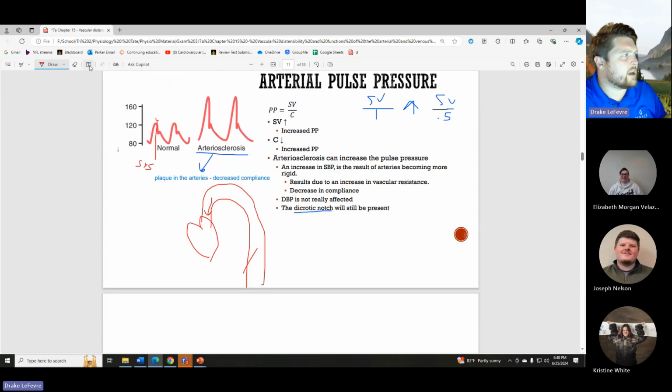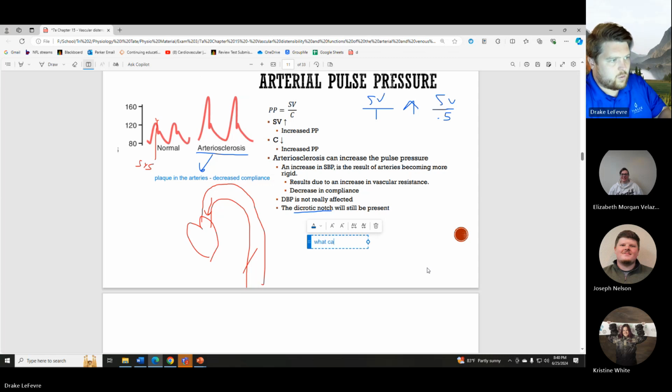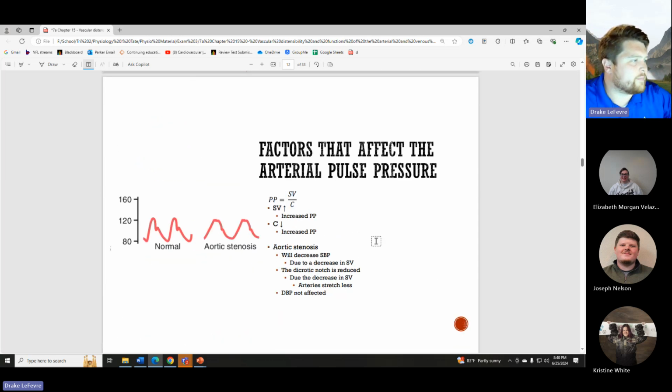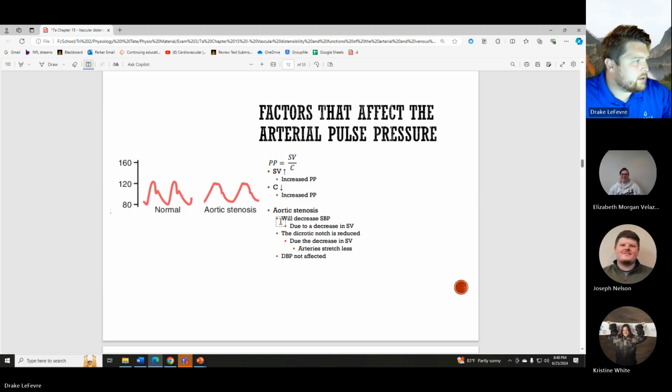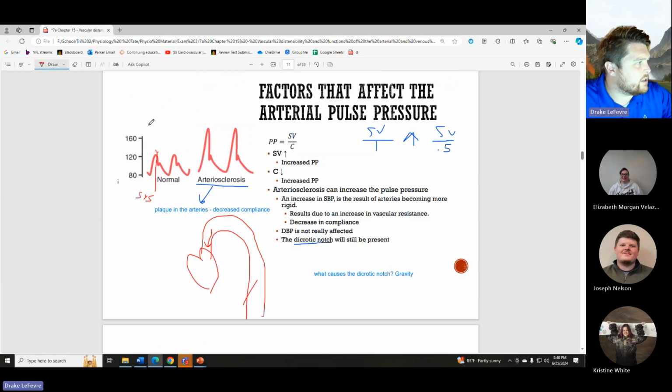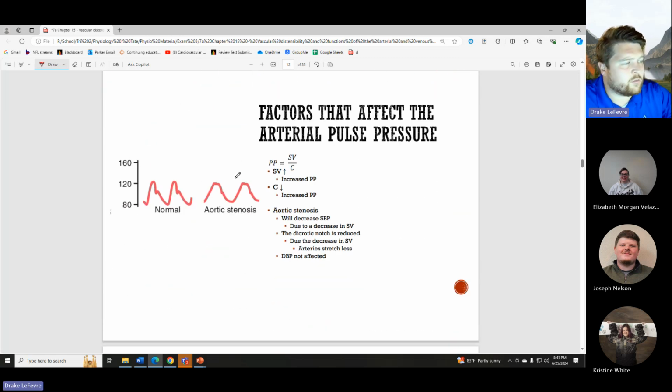So a test question you might get is, what causes the dicrotic notch? Typically, the best answer is literally gravity. Or the full explanation: the valve closes and the blood comes back down due to gravitational pull. These graphs are going to be super important test question material, and reasoning through why this happens.